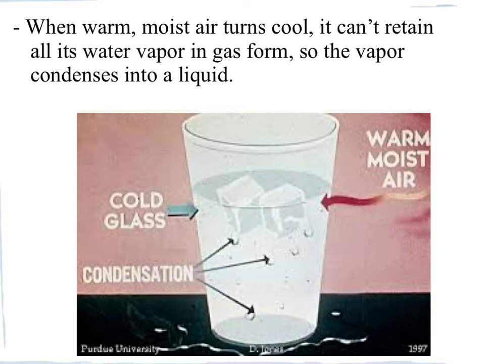When warm, moist air turns cool, it does that possessing a certain amount of water vapor that it already had. And so when it turns cool, it can't keep all that water vapor anymore in gas form, because cool air can't hold as much water vapor as warm air, and so the vapor condenses into a liquid. It's still H2O, but it turns from H2O in a gassy state to H2O in a liquid state.